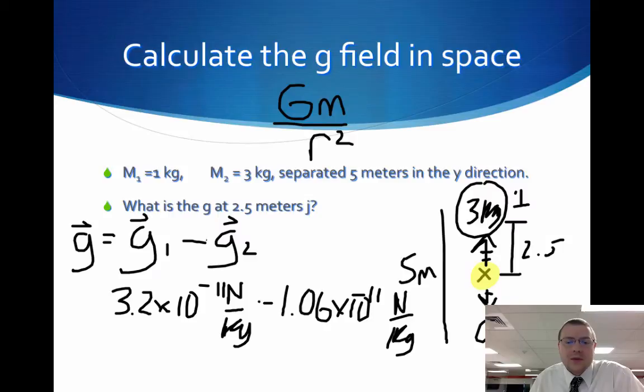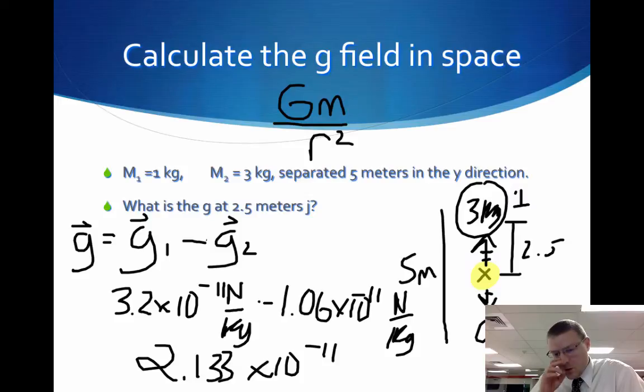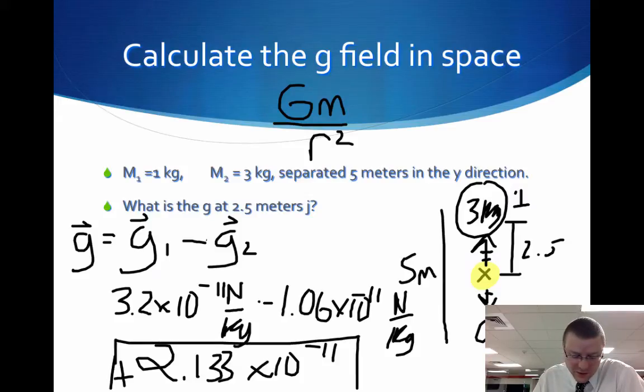So you see the 3 kilogram mass is pulling up with 3.2 times 10 to the negative 11 newtons per kilogram for its gravitational field, and the smaller mass is down at negative 1.06 times 10 to the negative 11. Combining those, you get a net gravitational field of 2.133 times 10 to the negative 11. The net gravitational field is positive, so putting any mass at that location, the middle of those two masses, the object will accelerate towards the bigger mass because it has a bigger warp in space.